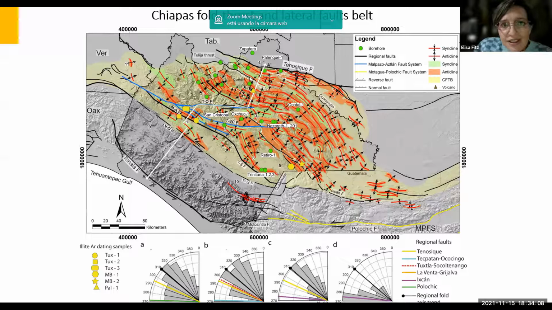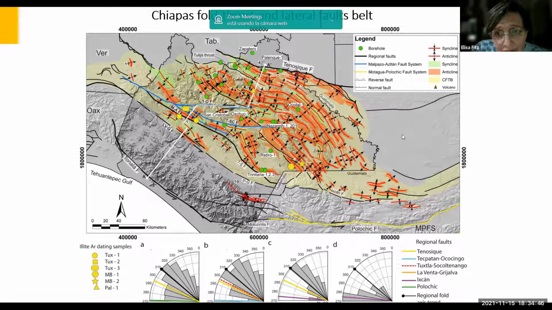This is a synthetic map in which we see the structures that constitute this belt, which are mostly faults and lateral faults, some normal faults like the Tenosique, but some lateral faults, which are exposed mostly here in the edges on both sides of the central depression, here along the Tenosique fault. Some of these faults even have some branches, that you can see here in the Provincia de Fallas Laterales, or the lateral faults province of the belt. So it's a belt that is not only constituted by faults and thrusts, but also by lateral faults. That's the message to take.